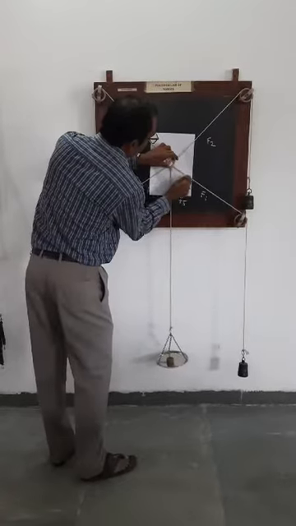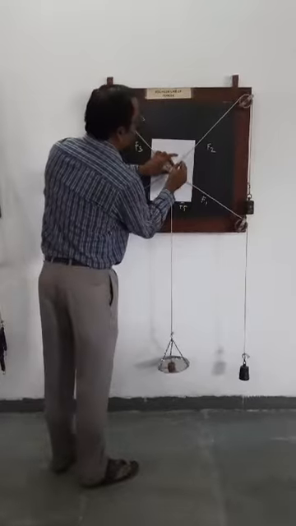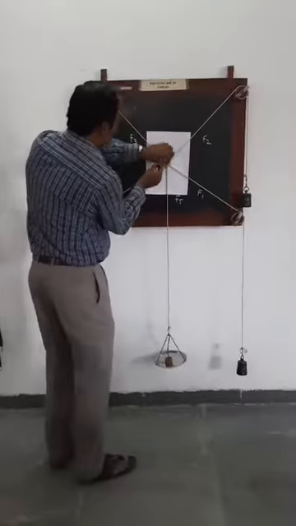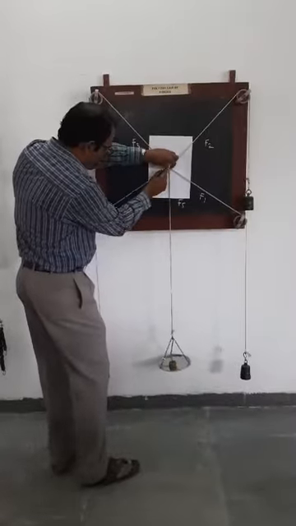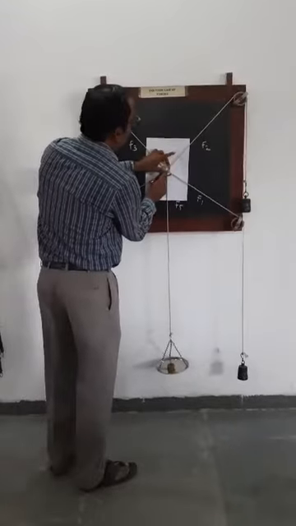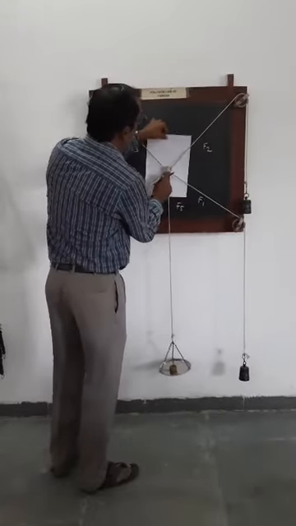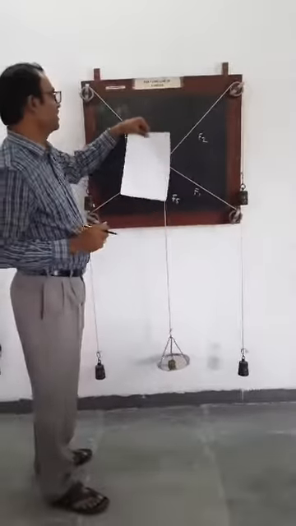So this will be F1, this will be F2, then this will be F3, like that, this will be F4, and this will be F5. So these 5 lines of action I have marked on this particular sketch.